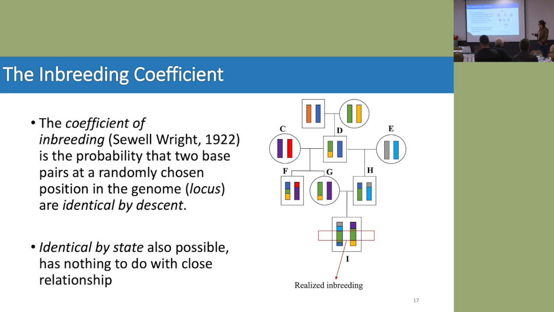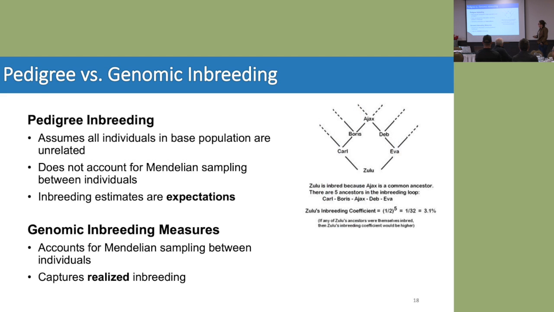realized inbreeding right here. You can see that this piece of green DNA came all the way down on both sides of this pedigree and ended up, boom, in one individual. And that is homozygosity. Okay? And that's also inbreeding. So when we talk about pedigree versus genomic inbreeding, there is a difference there.